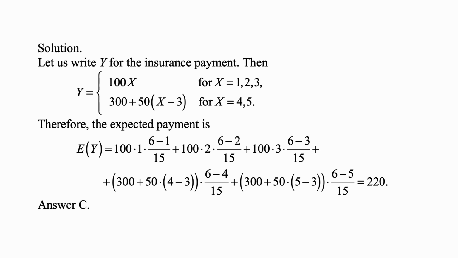For the fourth day, the first 3 days are paid at $100 each, that's 300, and the additional day is paid at 50, so it's 50 times (4 minus 3), that's the payment for that fourth day. And that's a total of 350, by the way, of course, and that's multiplied by (6 minus 4) over 15, which is the probability of the patient spending 4 days in the hospital. And then for 5 days, it's 300 plus 50 times (5 minus 3), so it's really a total of 400, times (6 minus 5) over 15, which is the probability of the patient spending 5 days in the hospital. And once we calculate all that, that's equal to 220, which is answer C.